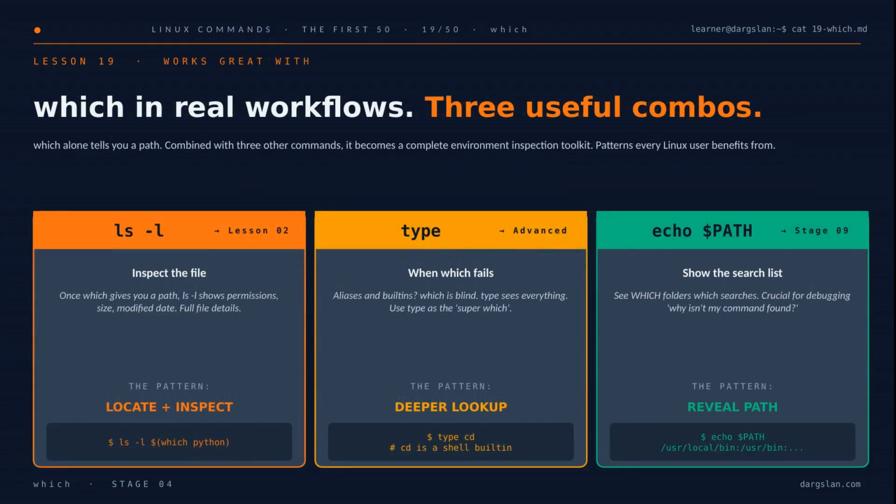So let's put which to work alongside 3 partners that turn it into a real diagnostic toolkit. First combo, pipe it into ls, something like ls -l $(which python), and you instantly see permissions, size, and dates on the actual binary. Second, when which comes up empty, fall back to type for aliases and built-ins. And third, echo $PATH reveals the shelves themselves. Pure gold when a command mysteriously isn't found.